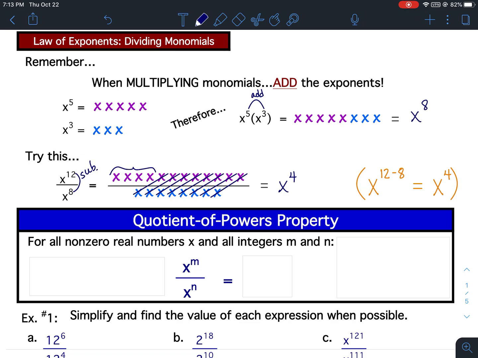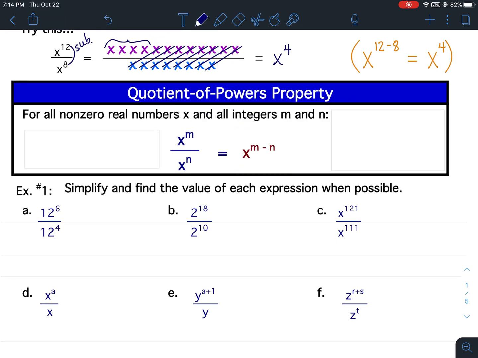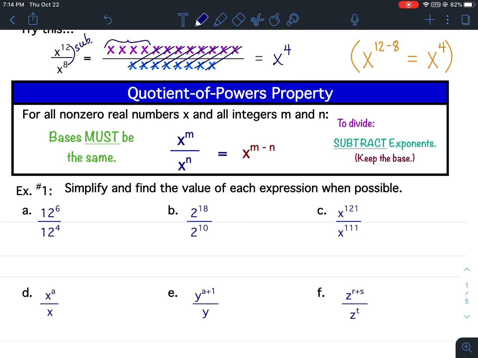So this is the quotient of powers property. You want to subtract the exponents. You can only do this if the bases are the same. So your bases must be the same in order to divide. And again, one more time, to divide, you subtract the exponents. The base will stay the same, you subtract the exponents. Pause your video and get all that written down.